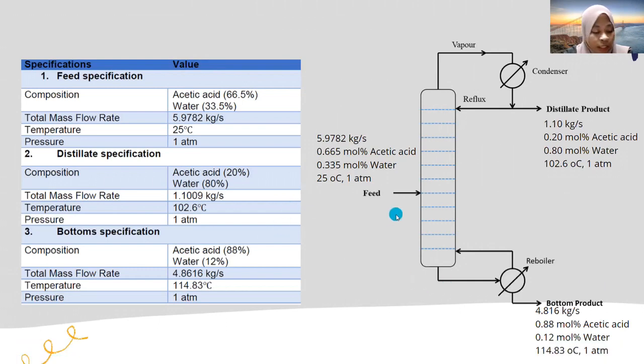So the inlet coming into the right-hand column is actually the binary mixture of 0.665 mole percent of acetic acid as well as 0.335 mole percent of water at an operating condition of 25 degrees Celsius and 1 atm.